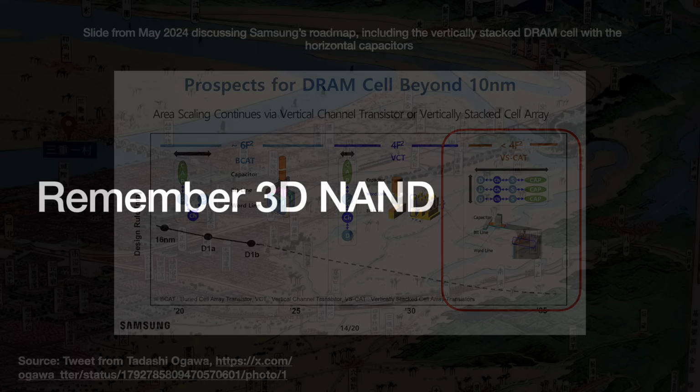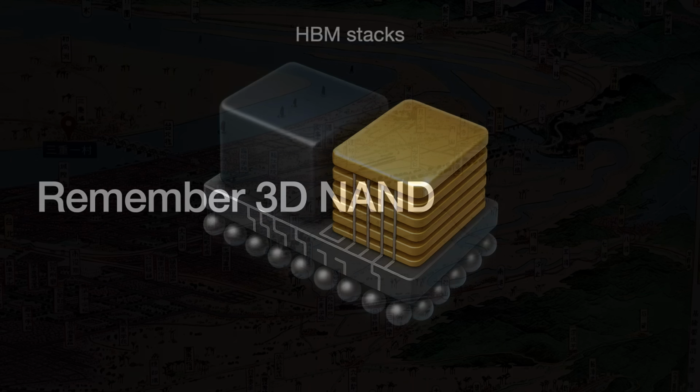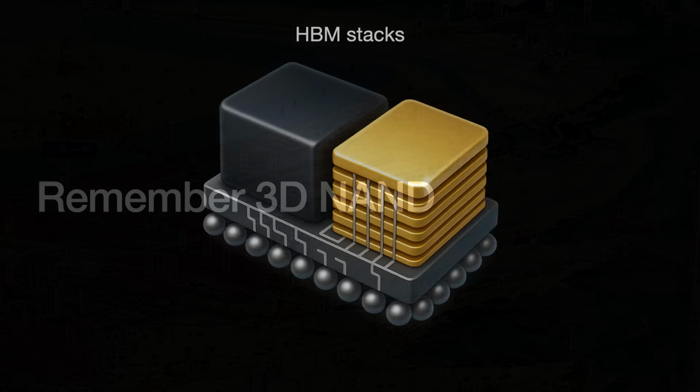In one fashion, we are already doing 3D DRAM in the form of high bandwidth memory, or HBM. HBM stacks a bunch of DRAM dies on top of one another and connects them with vertical channels called through-silicon vias. But this stacking is done at the die level, using advanced packaging techniques like wafer bonding, which is not quite how 3D NAND does NAND.